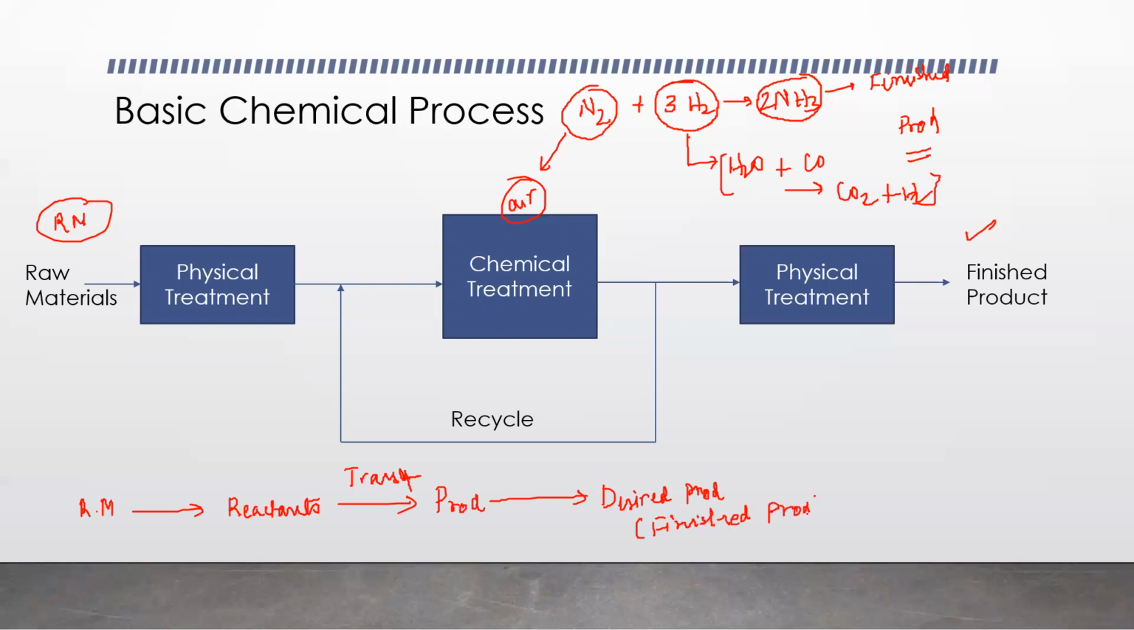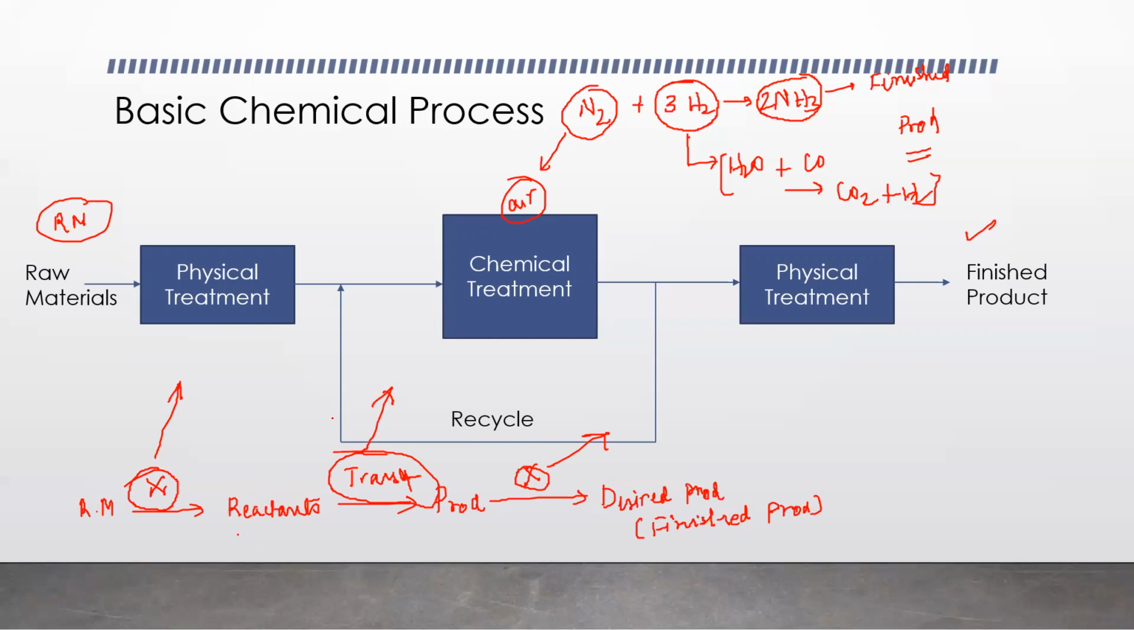From raw materials to reactants, whatever happens in this part is your physical treatment. Similarly, from product to desired product, whatever is happening in this part is also a physical treatment step. And between reactants and products, whatever is happening here is your chemical treatment step.